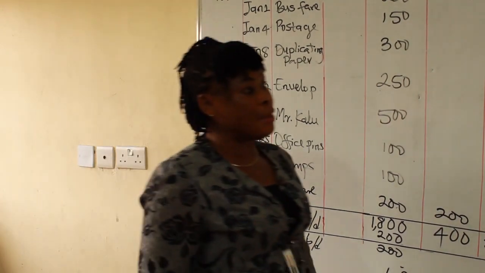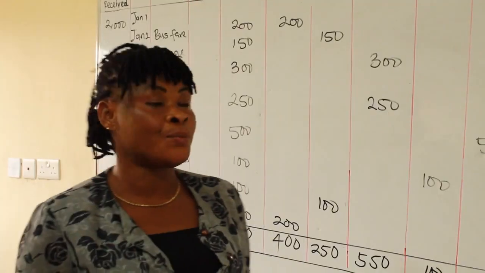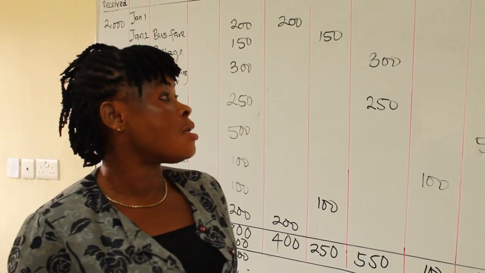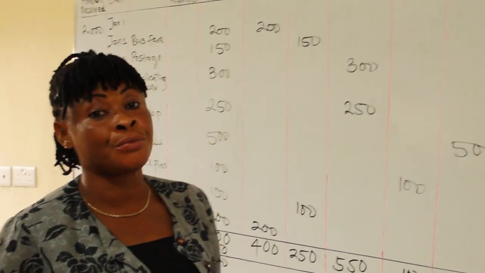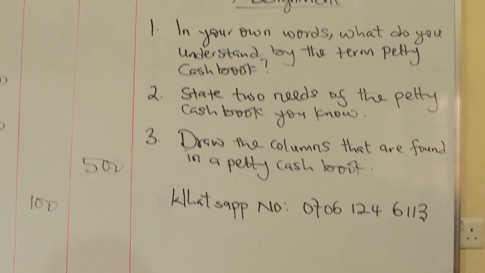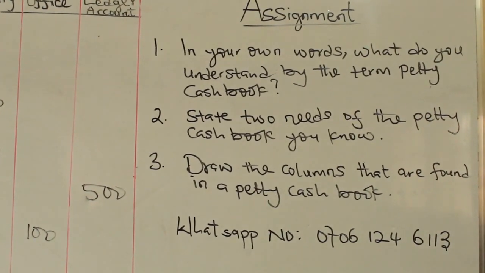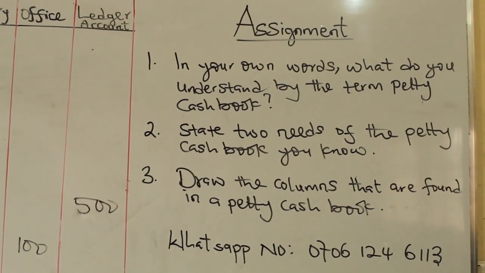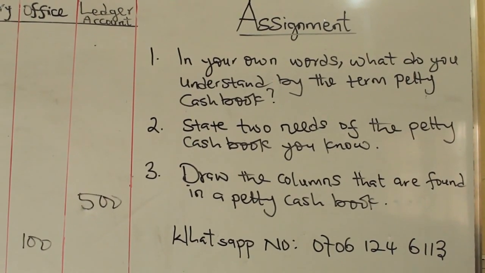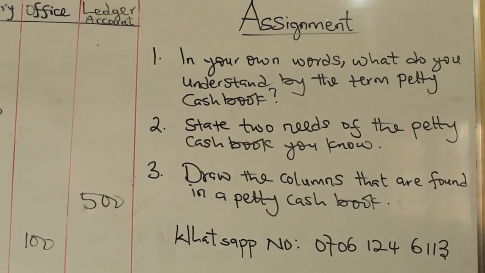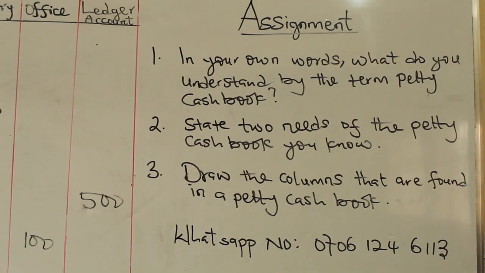Here is your assignment. Okay, here is an assignment for you to do. Number one, in your own words, what do you understand by the term petty cash book? Number two, state two needs of the petty cash book you know. Number three, draw the columns that are found in a petty cash book.